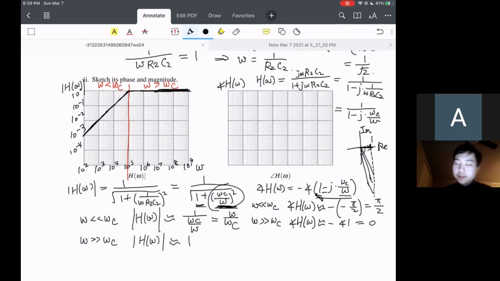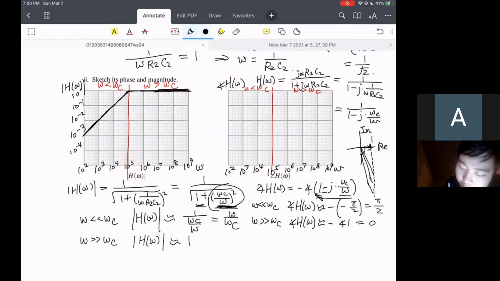Now we draw out the phase plot. As always, we divide the graph into 2 based on where our cutoff frequency is, and we want to put our cutoff frequency in the middle. So this is the frequency, omega. Our cutoff frequency is 10 to the 5th radians per second. When omega is less than omega c, our approximation says that the phase is just going to be pi over 2.